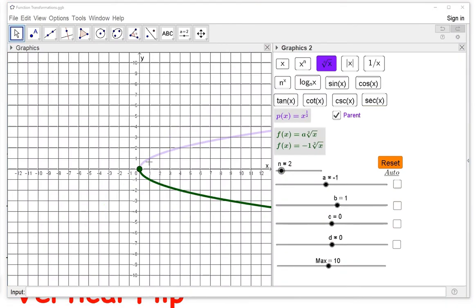And here's that example. Here's p of 1 is equal to 1. If we put a negative in front of it, the new y value is negative 1. It keeps the same x value, okay? The y value becomes the opposite.